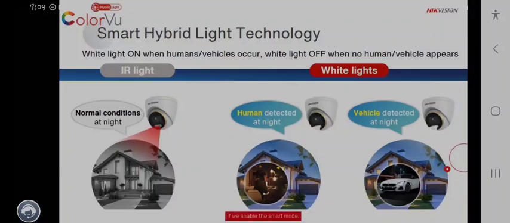If we enable the smart mode, the camera uses IR light when no events occur. When events are triggered, like a human or vehicle being detected at night, the camera switches to the white light mode to provide colorful imaging with rich information.